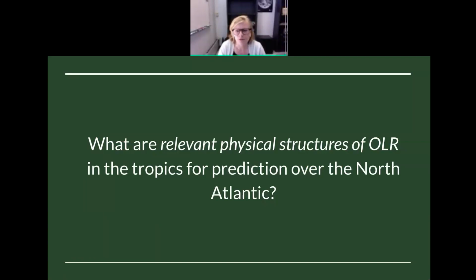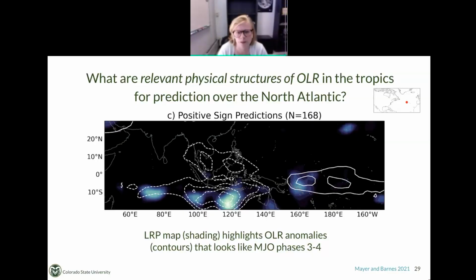So what are these relevant physical structures of outgoing long-wave radiation in the tropics for prediction over the North Atlantic 3 weeks later? Here I have a composite of all the confident and correct positive sign predictions for the circulation over the North Atlantic. In the shading, I have this heat map that was similar to the cat example. And then in the contours, I have the average outgoing long-wave radiation anomalies that the neural network is highlighting.